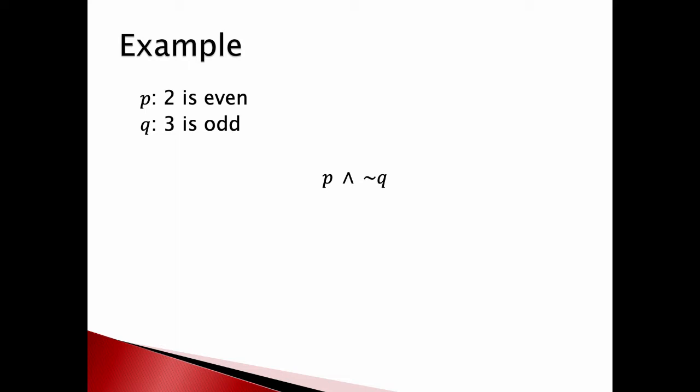Well, P was true, Q was true, right? So not Q would be false. So you could read this statement as 2 is even and 3 is not odd. Now, should that be true or false? Well, of course, that's going to be false because in order for an and statement like this to be true, both parts would have to be true.